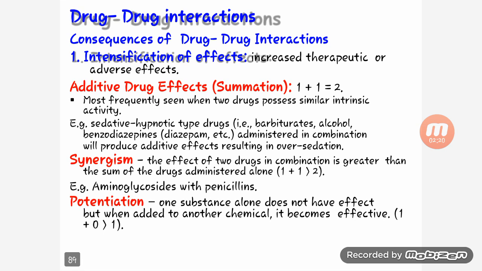Then synergism: the effect of two drugs in combination is greater than the sum of the drugs administered alone. Next is potentiation. One substance alone does not have an effect, but when added to another chemical it becomes effective.